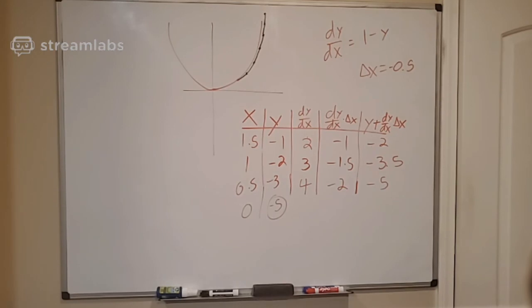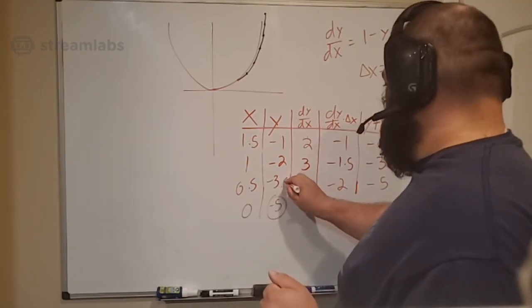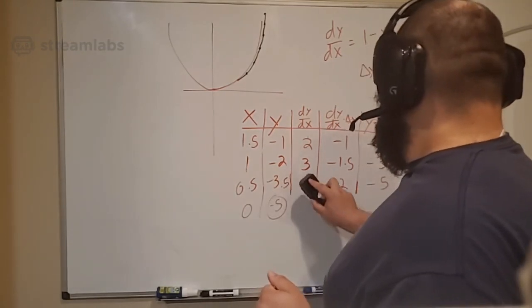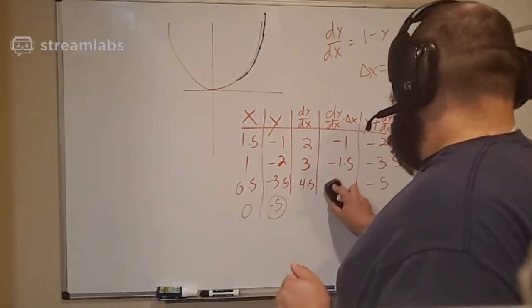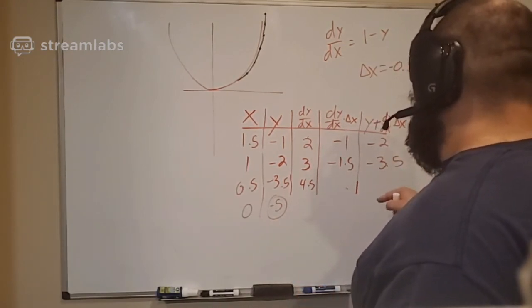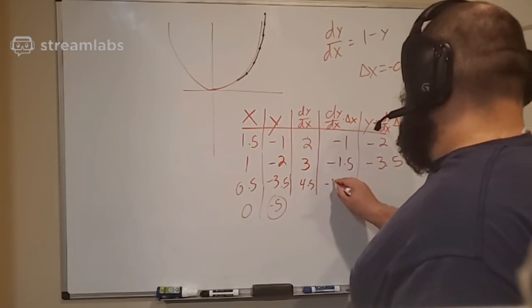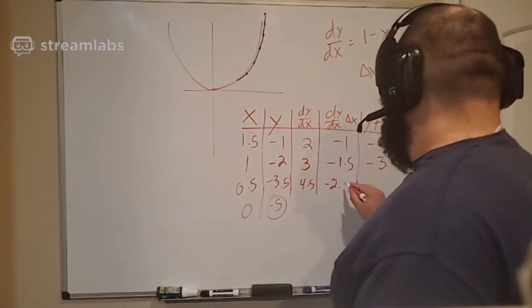Oh wait, I did something wrong. What did I do wrong? Oh, I put negative 3 instead of 3.5. I wasn't paying attention. I don't know how I managed to blunder that one. So that's 3.5 there. So dy dx is 4.5. 4.5 times 0.5, 2.25. I think I did that math right in my head real fast. And then that's negative, yeah, there we go, negative 5.75.